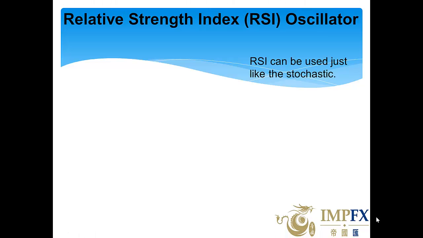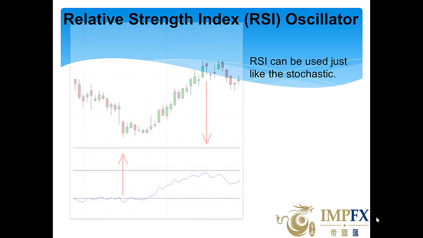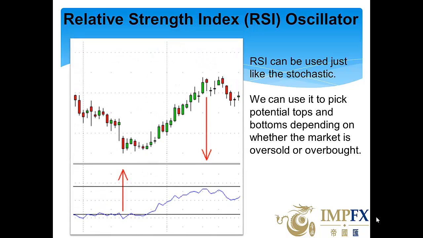RSIs can be used just like the stochastic oscillator. We can use it to pick potential tops and bottoms depending on whether the market is oversold or overbought.